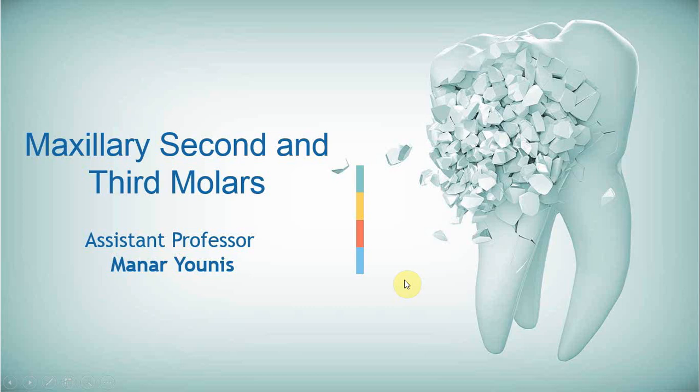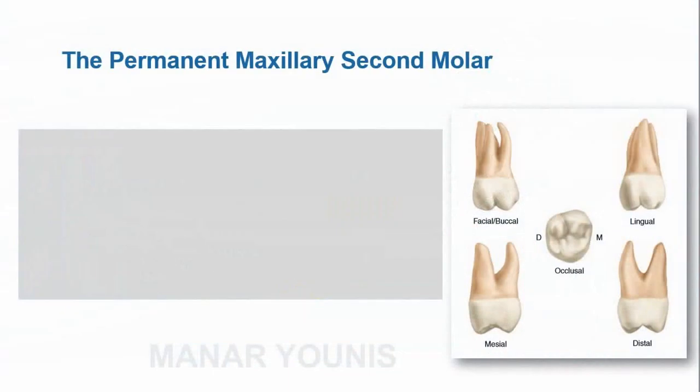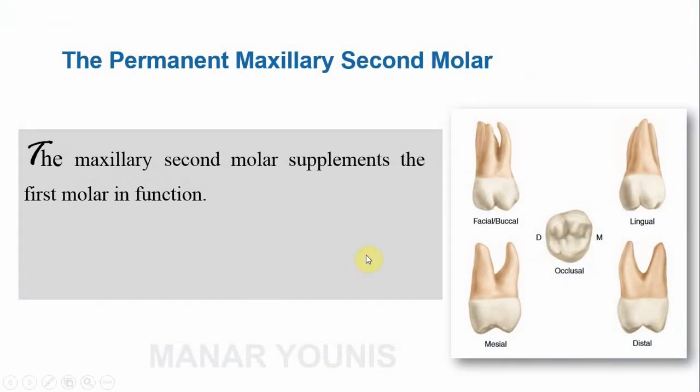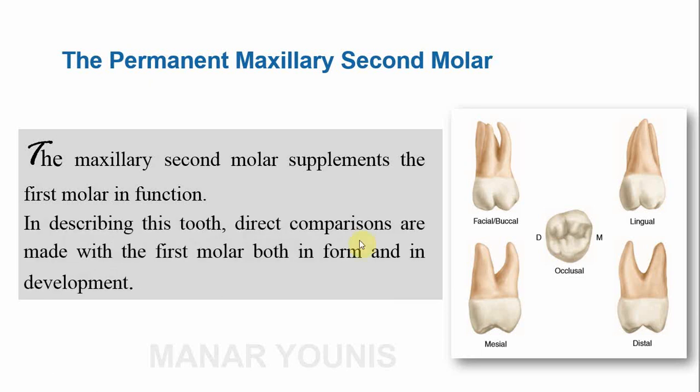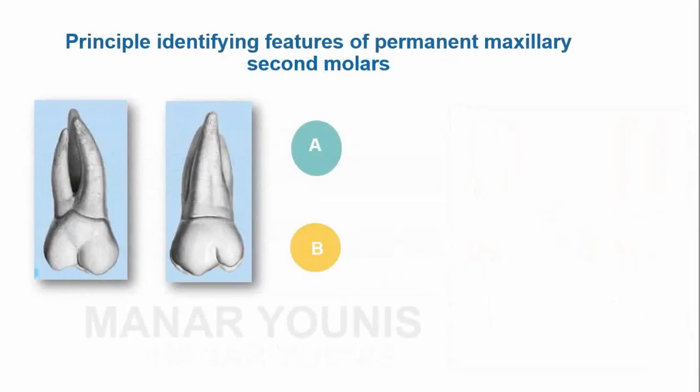In this lecture, I will present the characteristic anatomical features for the maxillary second and third molars. The permanent maxillary second molar supplements the first molar in function. In describing this tooth, direct comparisons will be made with the maxillary first, both in form and in development. First, I will present principal identifying features for the permanent maxillary second molars.